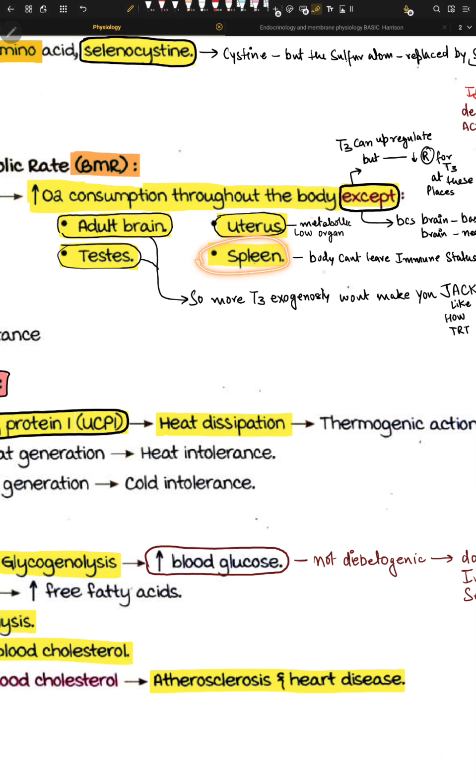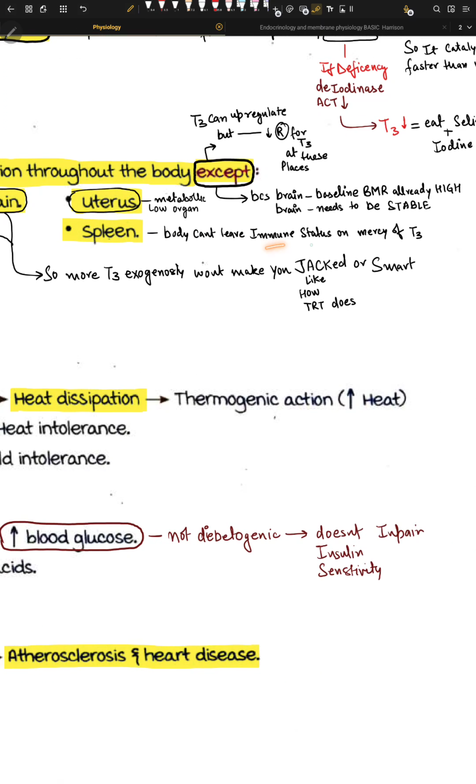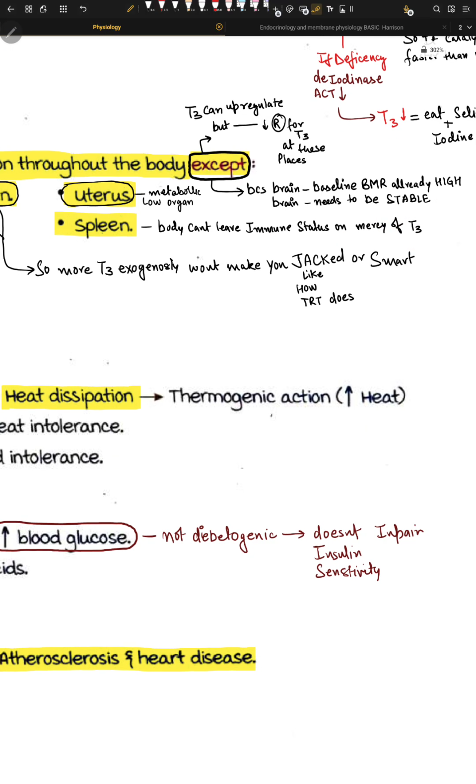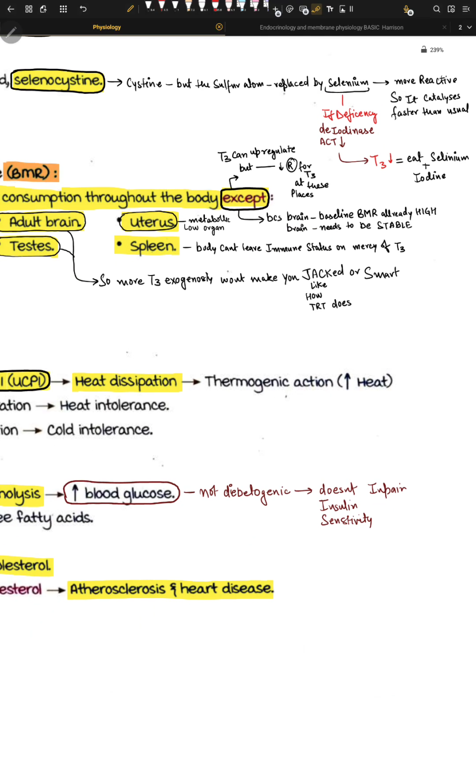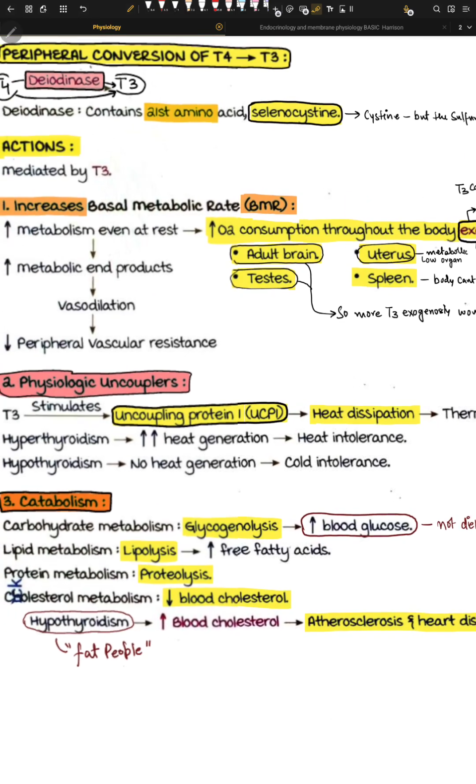Another thing is spleen. So body can't leave immune status at the mercy of T3, right? If you have more T3, we don't want some weird things happening with your immune system. So that's why brain, testes, uterus, and spleen are not affected by T3.